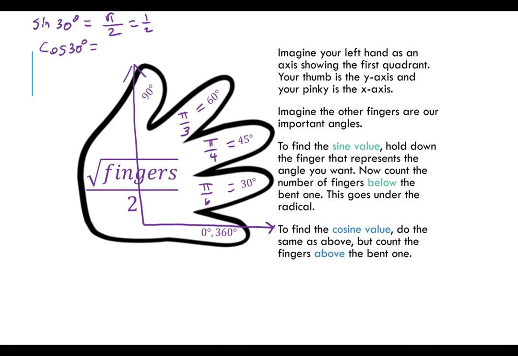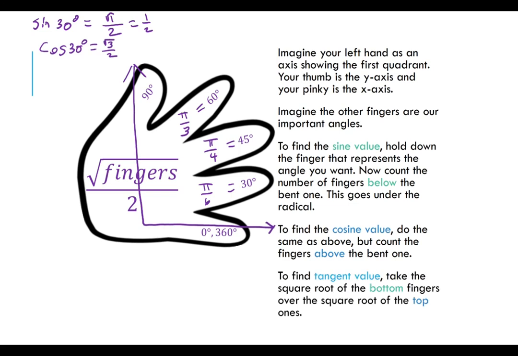Well, cosine of 30 degrees, you're going to bend down your ring finger again, because that's representative of 30 degrees, and count the fingers above the bent one. Well, now there's 3 fingers above the bent one. At this point, what do we get? We get the square root of 3 divided by 2, and that is exactly cosine of 30 degrees. Once again, this works for all of the angles that we have listed here.